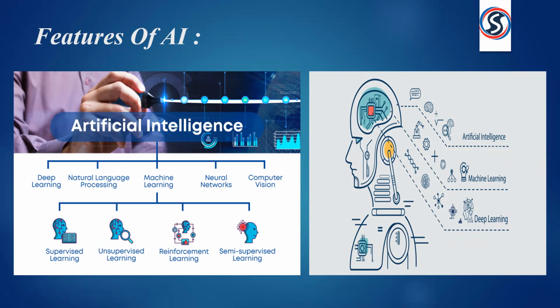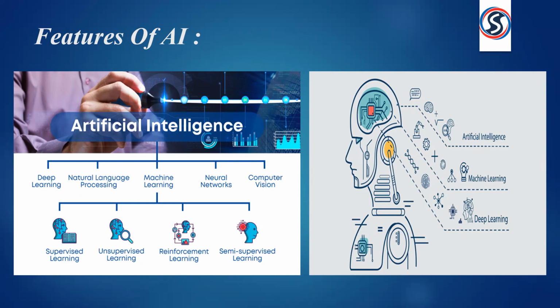And if we subset these things, then we have supervised machine learning, or supervised learning, unsupervised learning, reinforcement learning, and semi-supervised learning. If we talk about the advantages of artificial intelligence, then it has high accuracy with fewer errors.